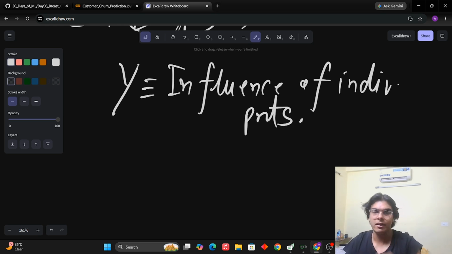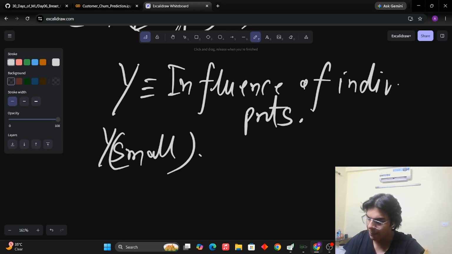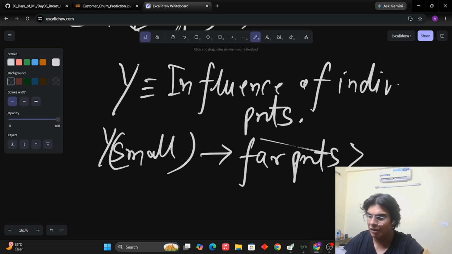Okay. So what's happening in here is that if the gamma value is going to be something small, let's say a very small gamma value, far points are going to have more influence. There will be obviously an underfitting risk, and the decision boundary will be very simple. Okay, very easy to make.